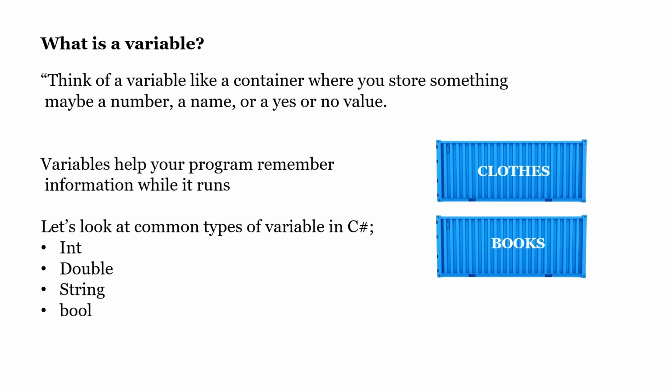Take a look at these two containers. We have the clothes and we have the book. How do you differentiate the first container from the second one? Because of the name. So that's how a variable works. A variable helps your program remember information while it runs. Let's look at some common types of variable in C Sharp.